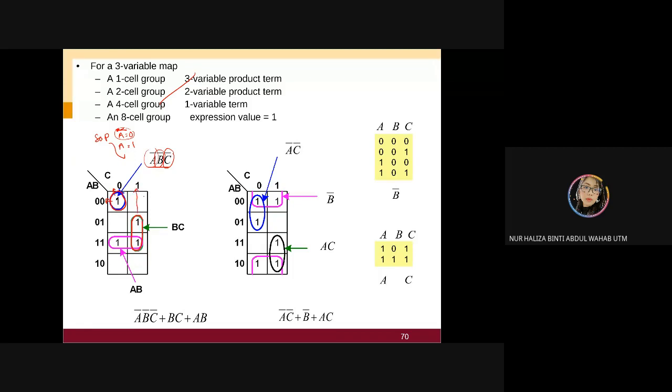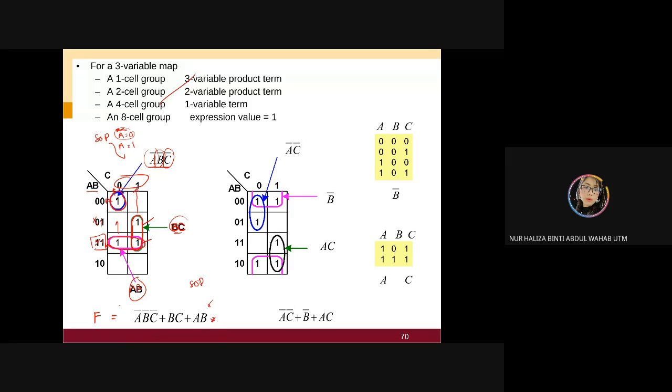Our C is fixed. Then you draw the group here, and you look at A and B. A is changing to this, and this A is changing, so you remove A. You look at B. B is fixed at 1, so that's why it is BC. And another group you have here: you're going to see C is changing, and for AB it is maintained, A and B, so you have AB. So this is your Boolean expression by combining your product terms. You combine the product terms to get your Boolean expression for your SOP, and this is your final simplified version.